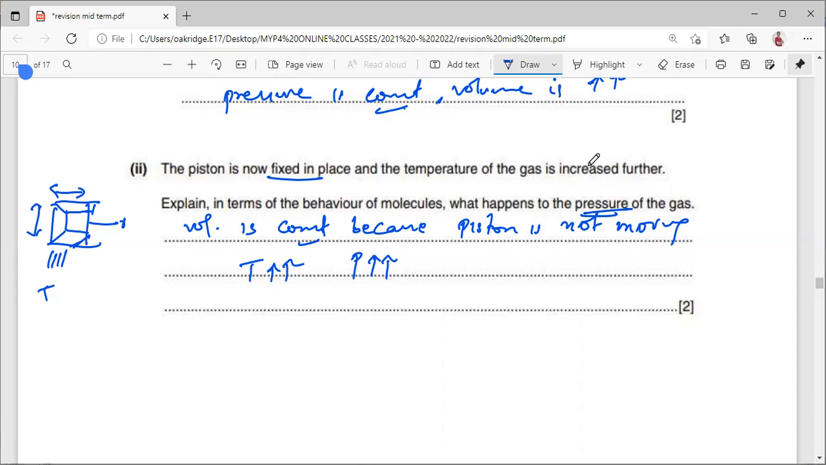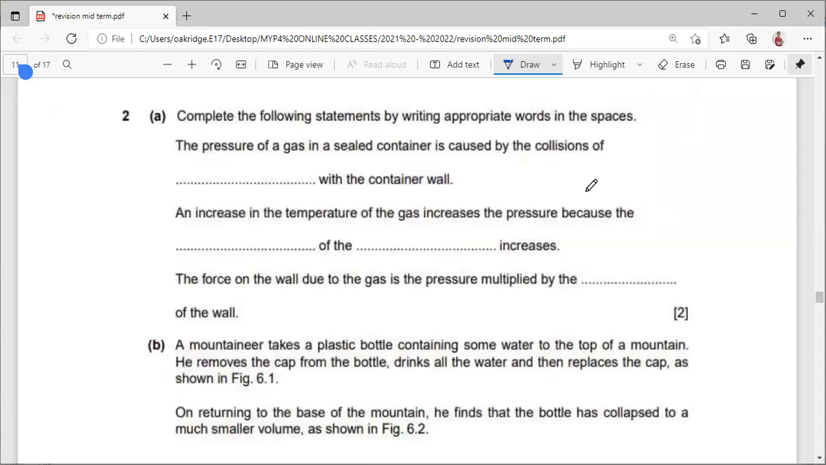Okay. Then next question. Complete the following statements. The pressure of a gas in a sealed container is caused by the collisions of dash with the container wall. Which one? Molecules. Okay. An increase in the temperature of the gas increases the pressure because the dash of the dash increases. What is the dash of the dash? Which one increases? Because the speed.